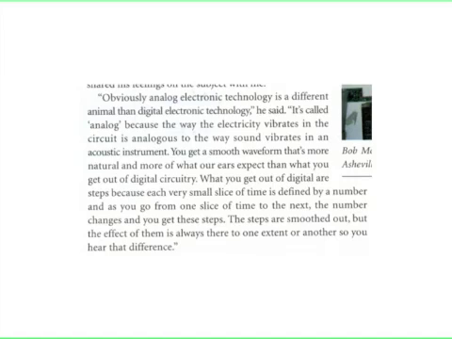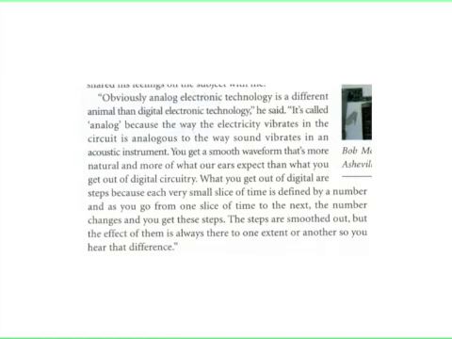And he says, it's called analog because the way electricity vibrates in the circuit is analogous to the way sound vibrates in an acoustic instrument. You get a smooth waveform that's more natural and more of what our ears expect than what you get out of digital circuitry. What you get out of digital are steps, because each very small slice of time is defined by a number. And as you go from one slice of time to the next, the number changes and you get these steps. The steps are smoothed out, but the effect of them is always there to one extent or another. So you hear the difference.